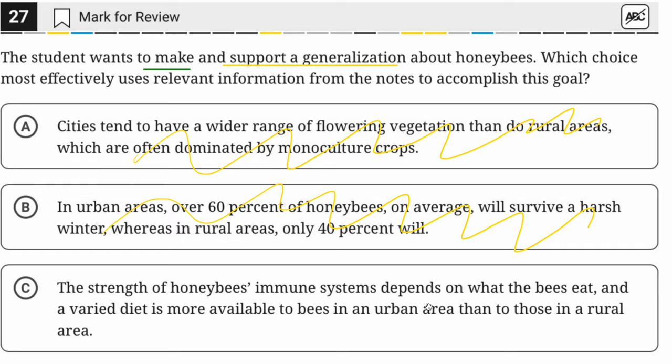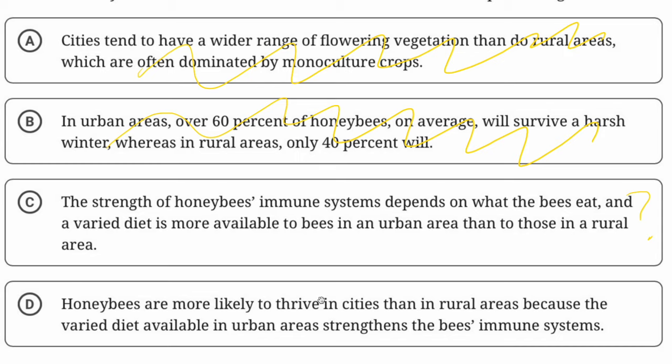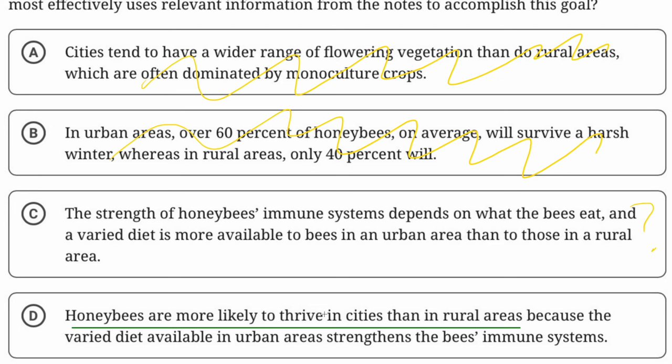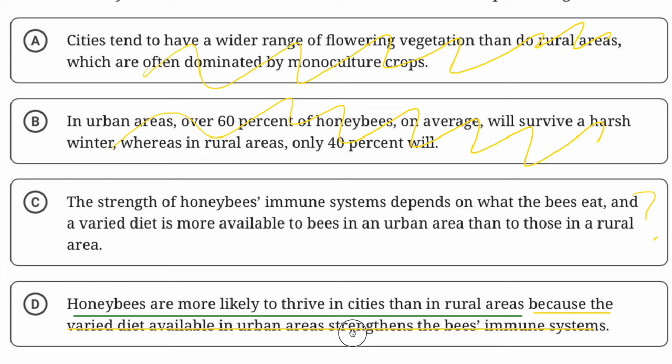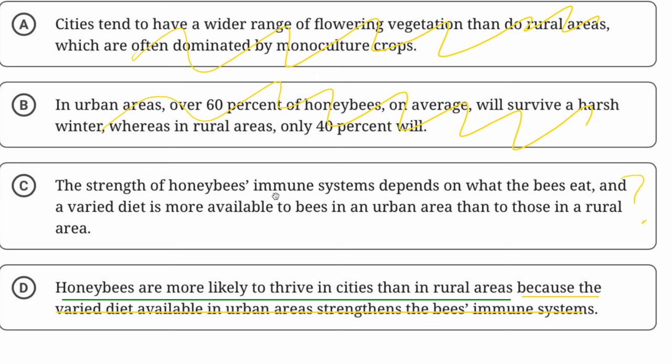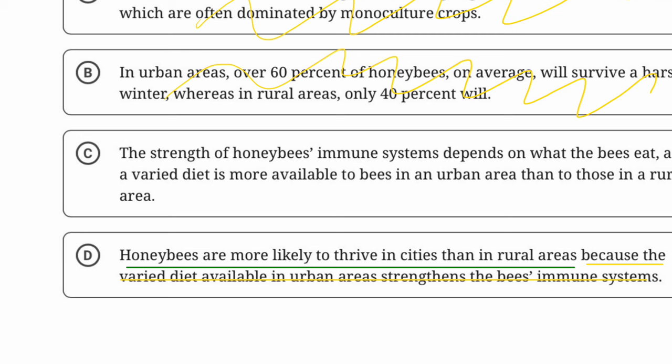And then D, honeybees are more likely to thrive in cities than in rural areas. So that is a generalization, a general claim. And then they support it with a reason, because the varied diet strengthens the bees' immune systems. So they're making it and they're supporting it. And if we compare that to C, it doesn't explain why the varied diet is important. And so our answer here would be D.